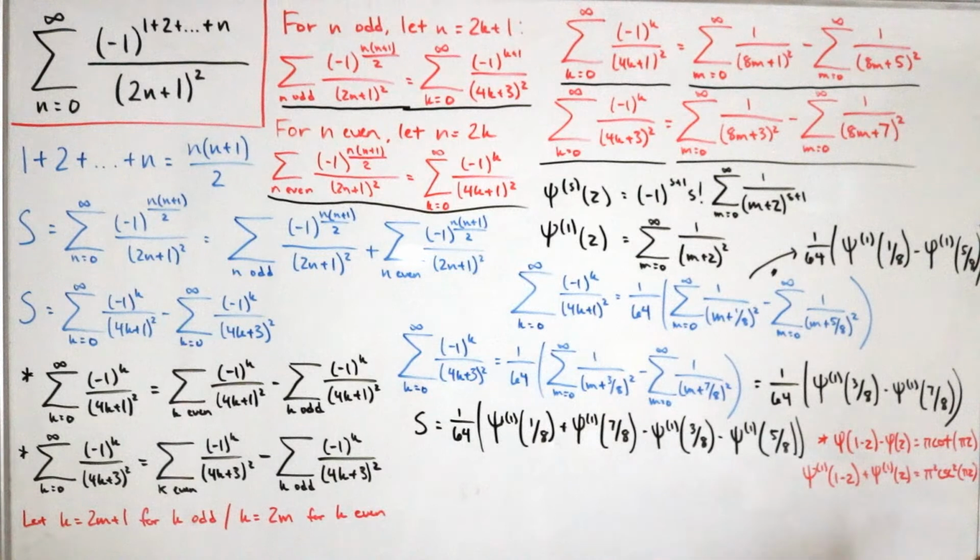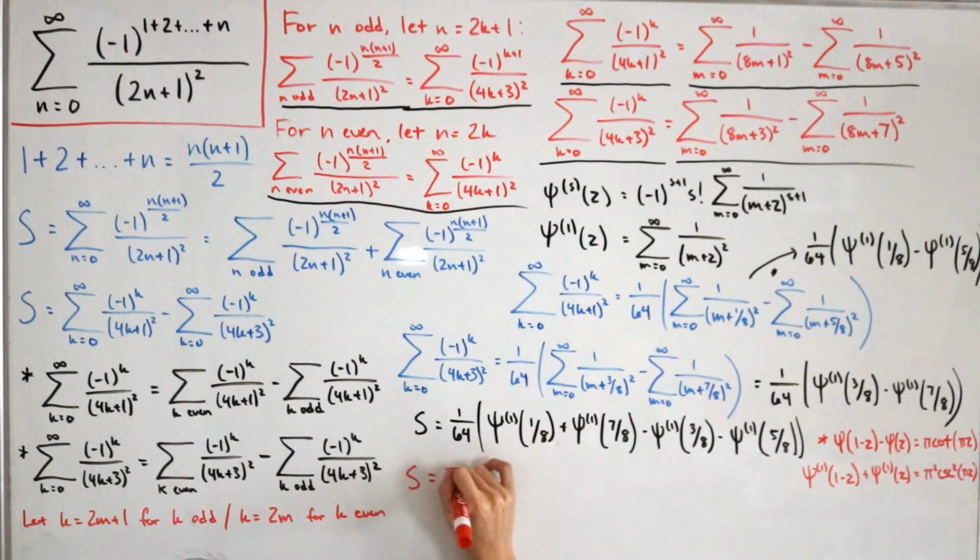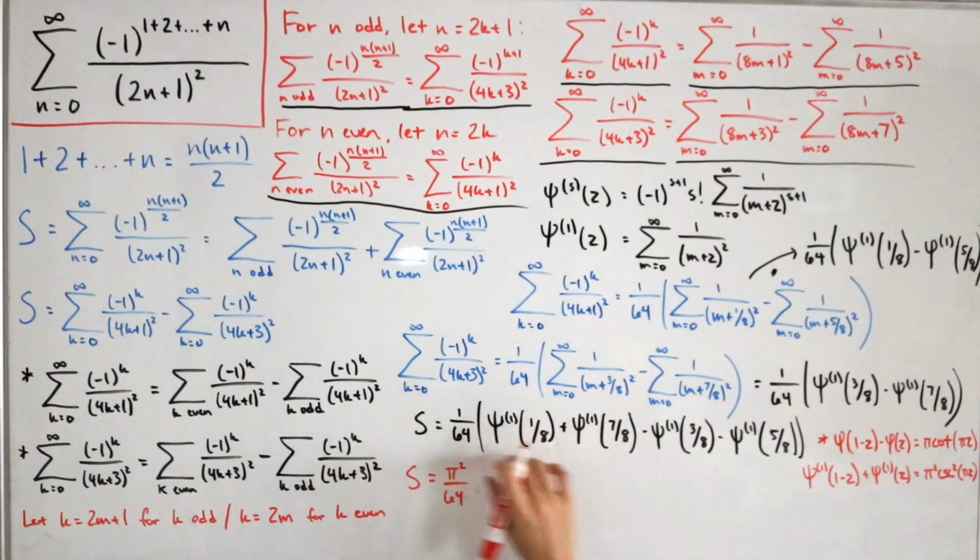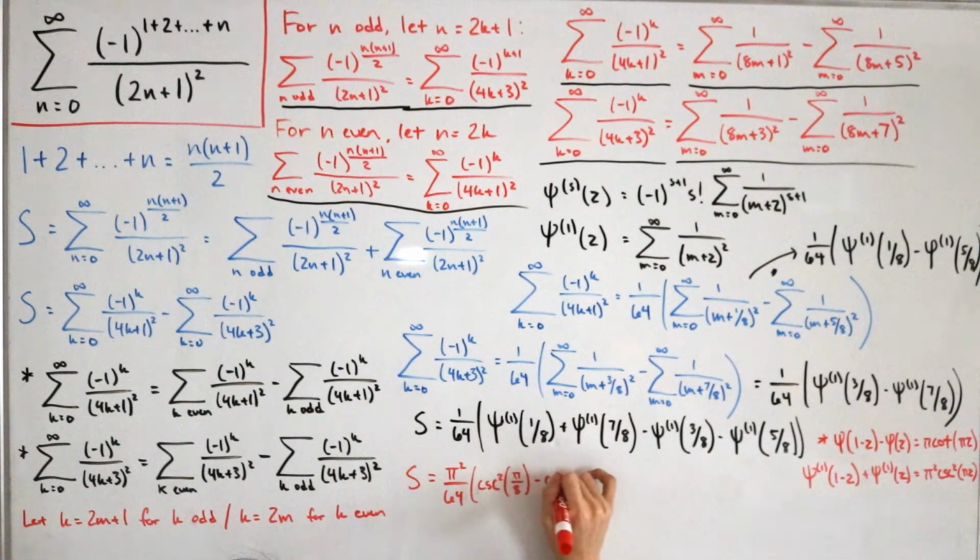So that means we can do all this substitution. And now our S is going to equal the following. After plugging in the right inputs, of course, we're going to have pi squared divided by 64. I just factor this out because this is everything that's there. We're going to have cosecant squared of pi over 8, and then subtract cosecant squared of 3 pi over 8.